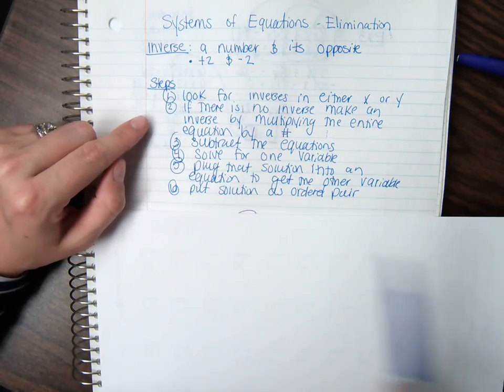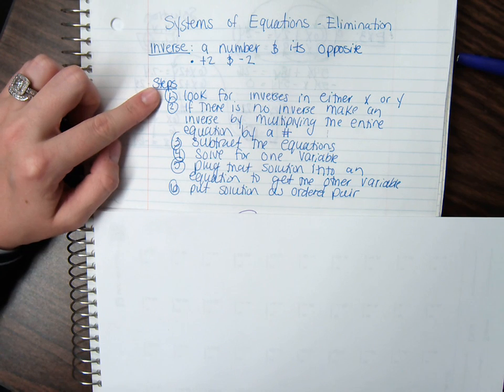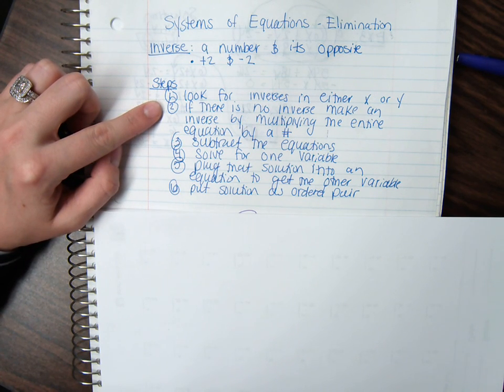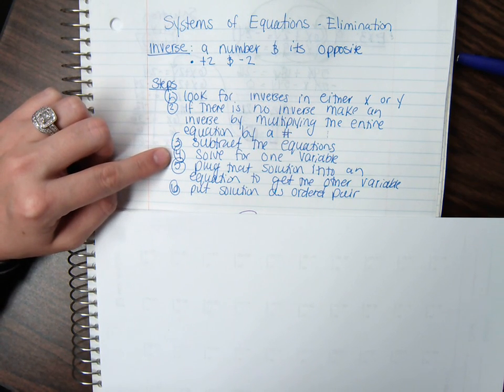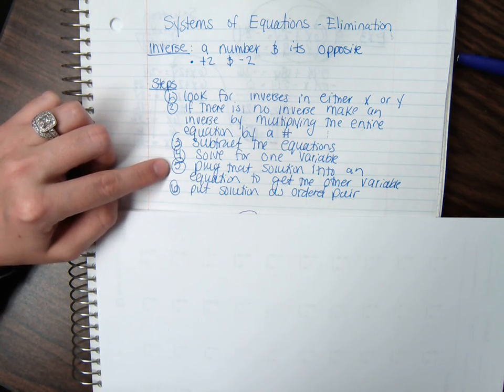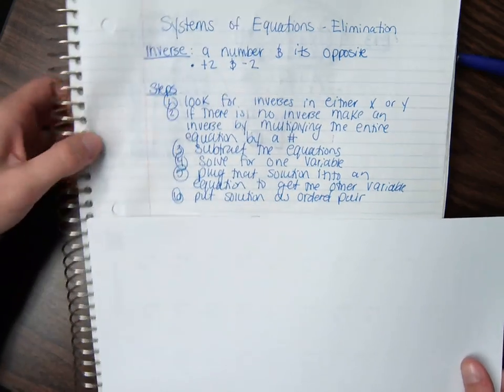So these are our steps for elimination. The first thing we need to do is look for inverses in either x or y. If there's no inverse, make an inverse by multiplying the entire equation by a number. We need to subtract the equations, solve for a variable, plug that solution into the equation to get the other variable, and then put our solution as an ordered pair. So we're going to do 3 examples.